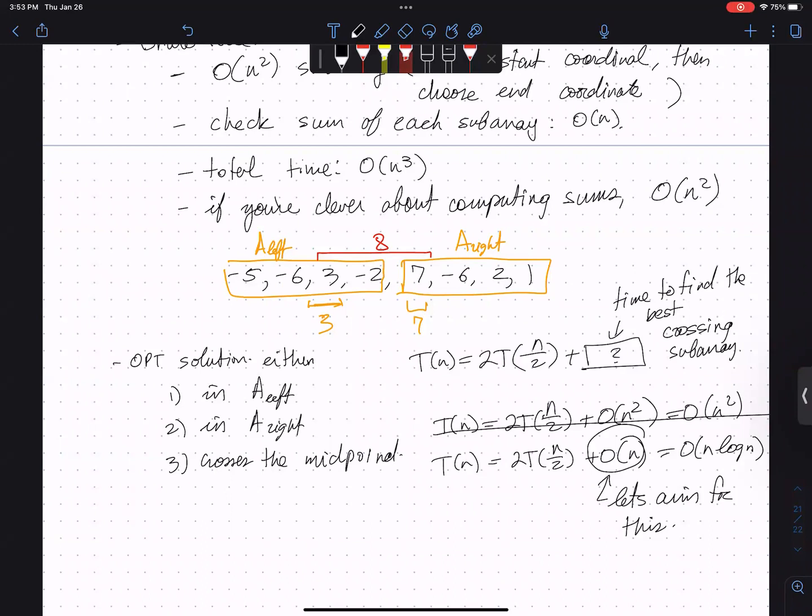All right, so any idea of how we could do this? Anybody else? Go ahead.